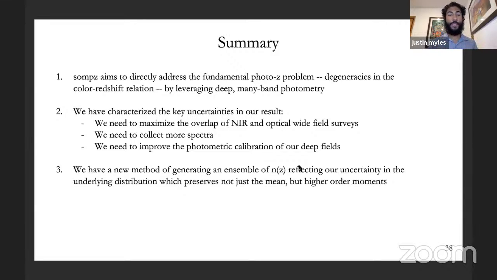We've done that and characterized the key uncertainties in our results. And the answer to which uncertainty is most important depends on which regime you're talking about. But the solutions are listed here. So we do need to maximize the overlap of near-infrared and optical wide field surveys to beat down our uncertainty with sample variance, which is most important at the low redshift bins.